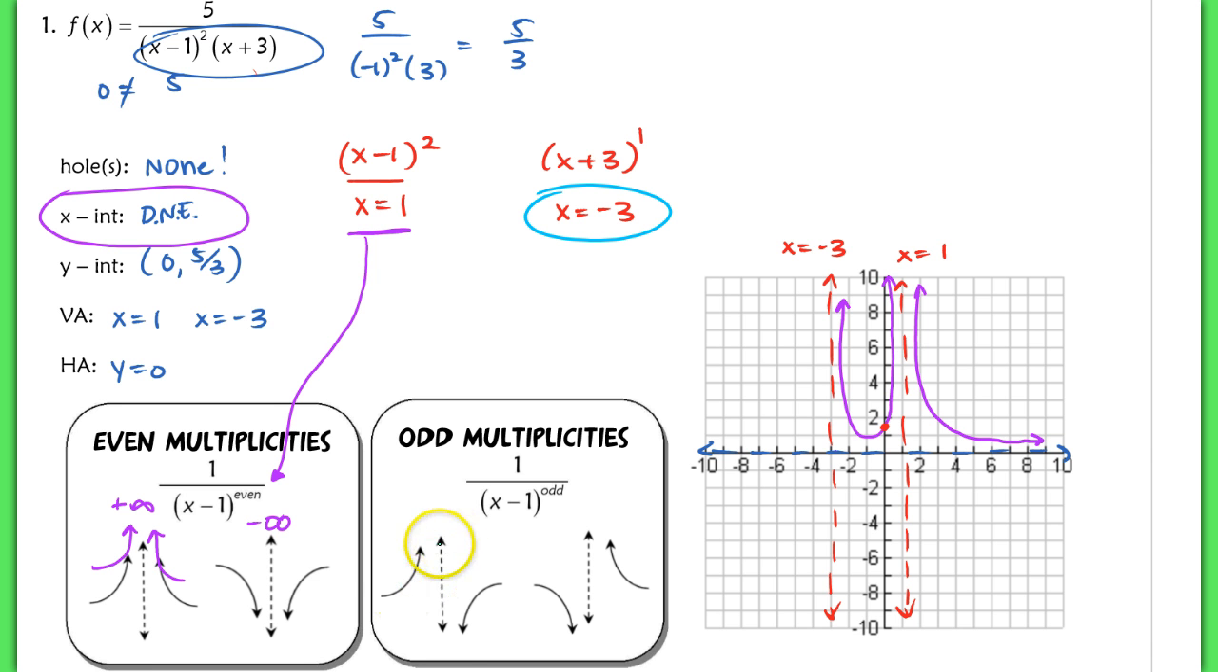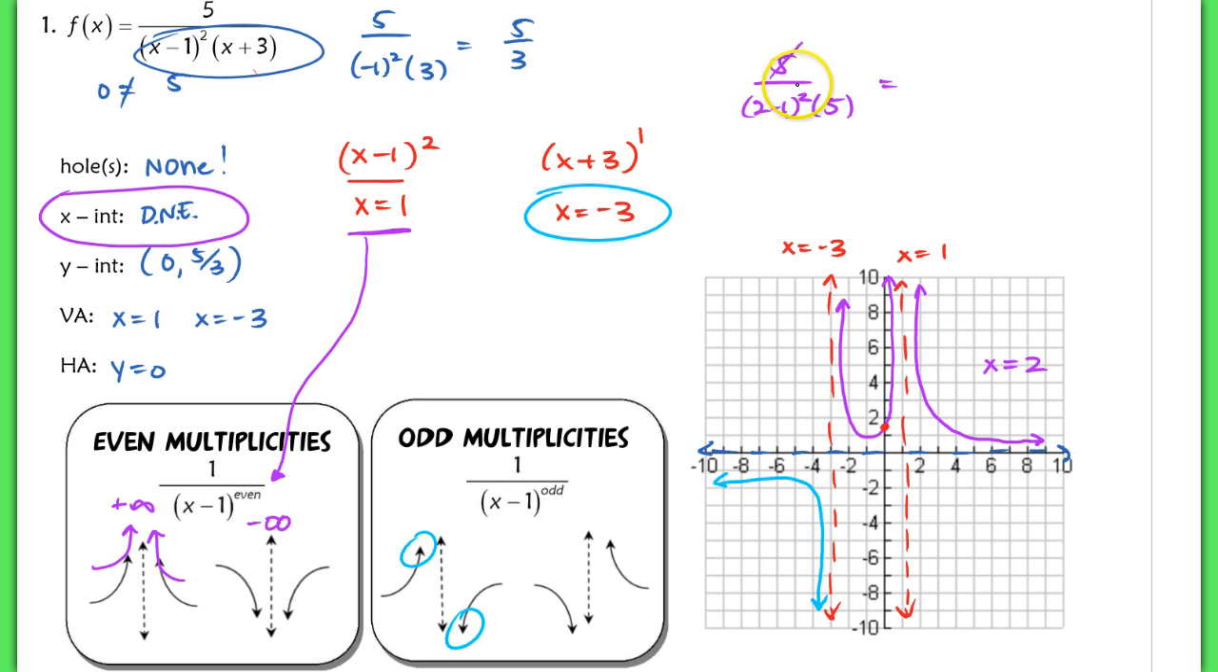And like I said yesterday, those are going to go in opposite directions. So at x equals negative 3, the other branch has to be down here below the x-axis. Now, just in case you want to verify that that's actually true, you can always plug in values. So let's say I plugged in the point x equals 2 into my function. So I have 5 over 2 minus 1 squared times 2 plus 3, which is 5.